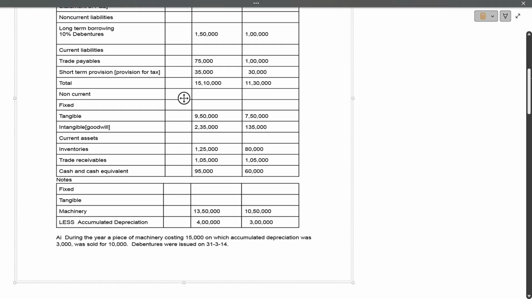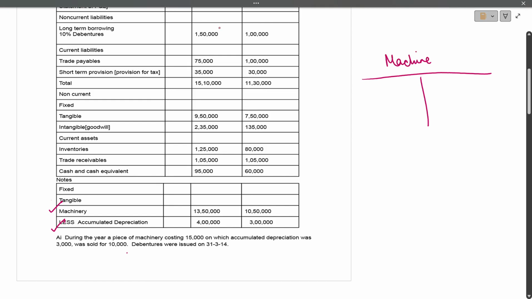You're told during the year a piece of machine costing rupees 15,000, on which accumulated depreciation was 3,000, was sold for 10,000. If we notice in this question, we are given machinery and accumulated depreciation. We prepare two accounts in this. One is machine account, second is accumulated depreciation account. Let's note their brought down and carried down. This is opening, this is closing.